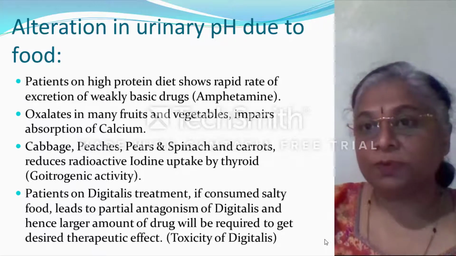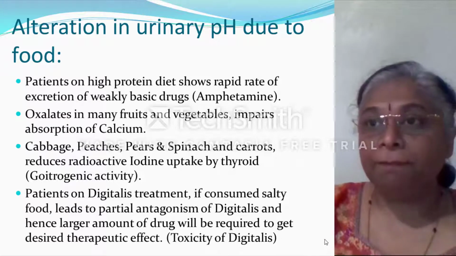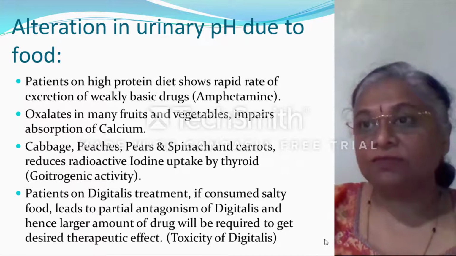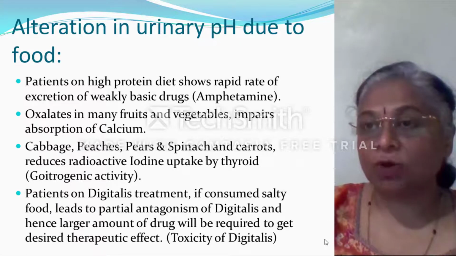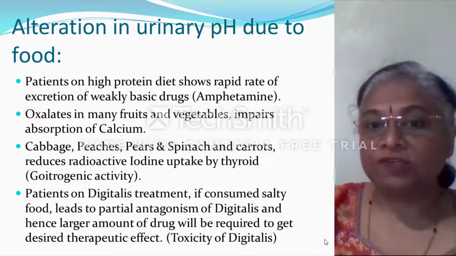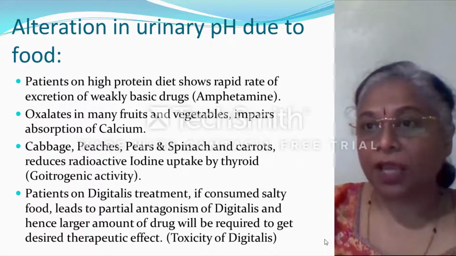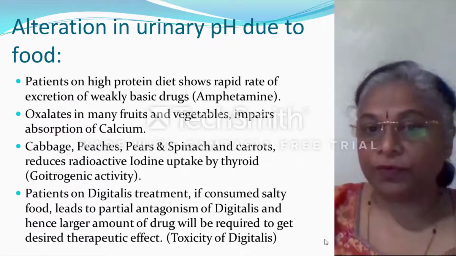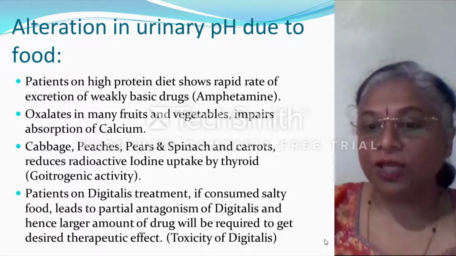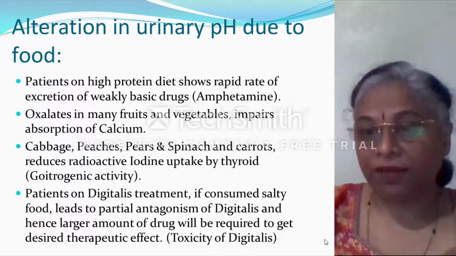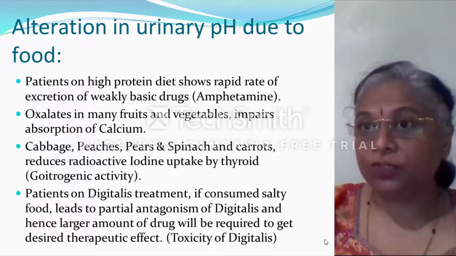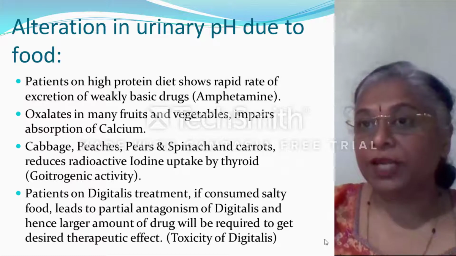Even oxalates, which are present in many fruits and vegetables, can impair absorption of calcium, as they form a complex with calcium as calcium oxalate. Even cabbage, peaches, pears, spinach, and carrots reduce the radioactive iodine uptake by the thyroid. Patients on digitalis treatment who consume salty food get partial antagonism of the digitalis, and hence a larger amount of the drug will be required to get a therapeutic effect, which may sometimes lead to toxicity. As we all know, the therapeutic index of digitalis is very narrow.